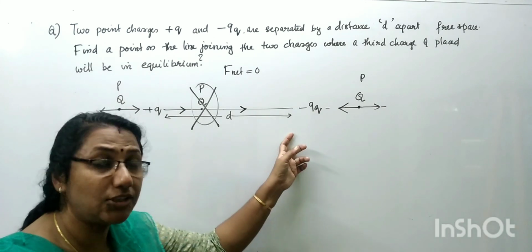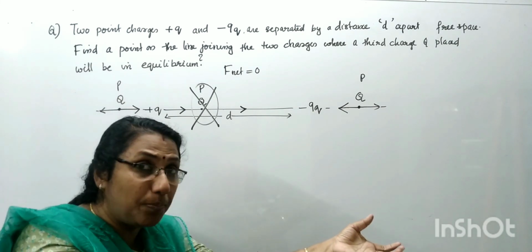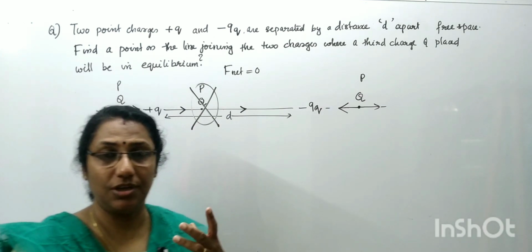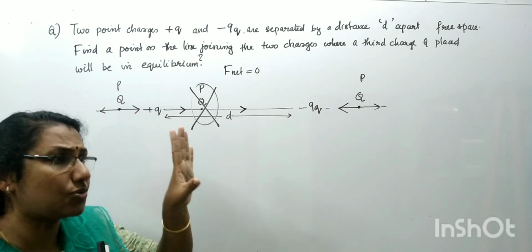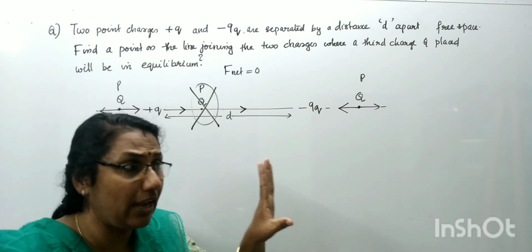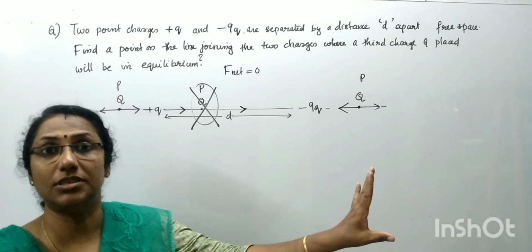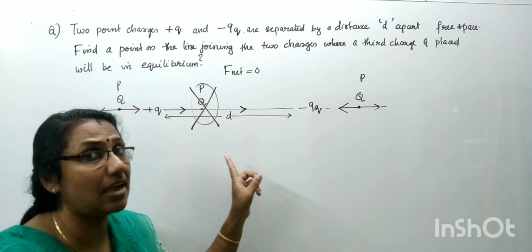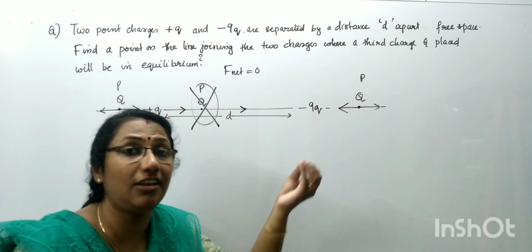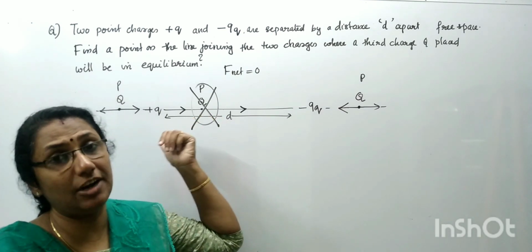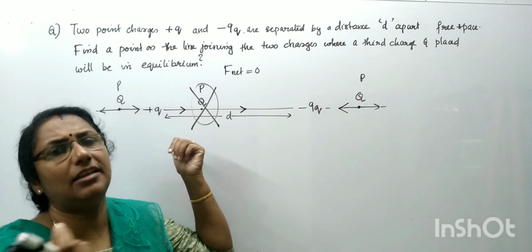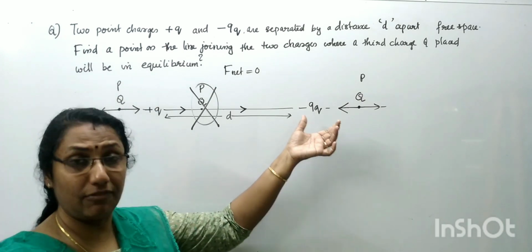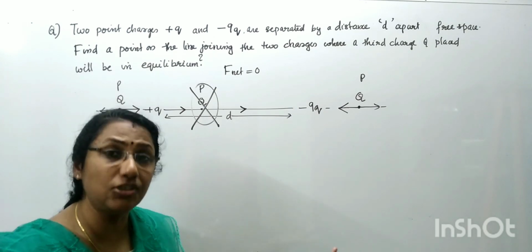Why? The larger charge is trying to pull capital Q towards it from a nearer point, and the smaller charge is trying to push capital Q away from it from a larger distance. So a smaller charge at a larger distance cannot cancel the larger charge at a nearer distance. The force provided by the smaller charge will be small and the distance is also large, so it becomes smaller again. Whereas the force provided by the larger charge is large and it is nearer.